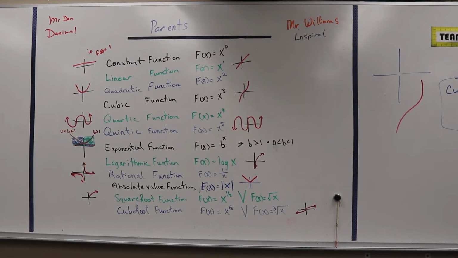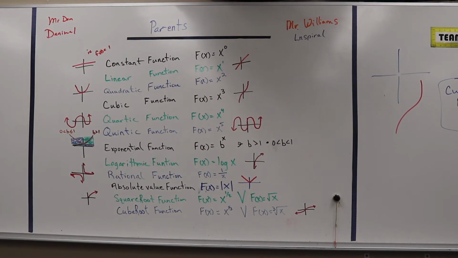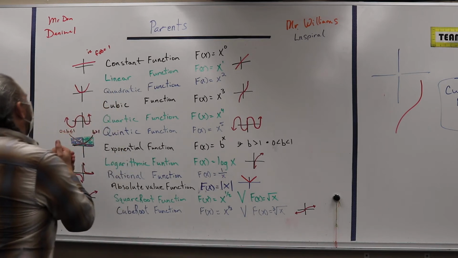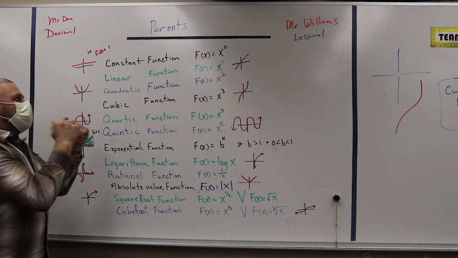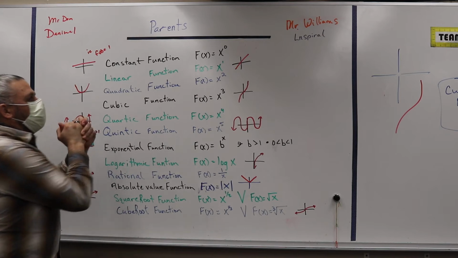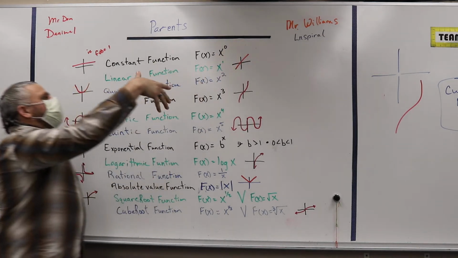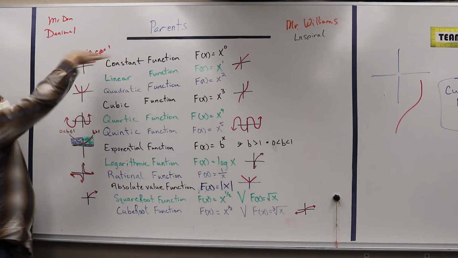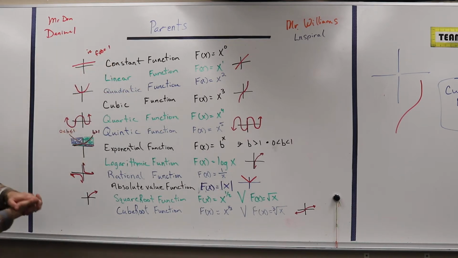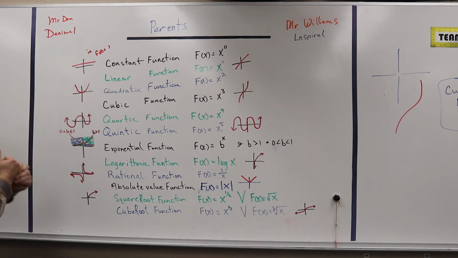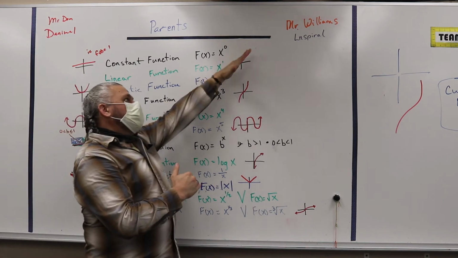Okay. So let's make sure it's zoomed in, ready to go. Now, parent functions. All right, pretty simple. We're coming at it with the constant function, which is f of x equals x to the 0 power, right? So that gives us a horizontal line at wherever, 1, -1, okay? And then we have our linear function, okay?